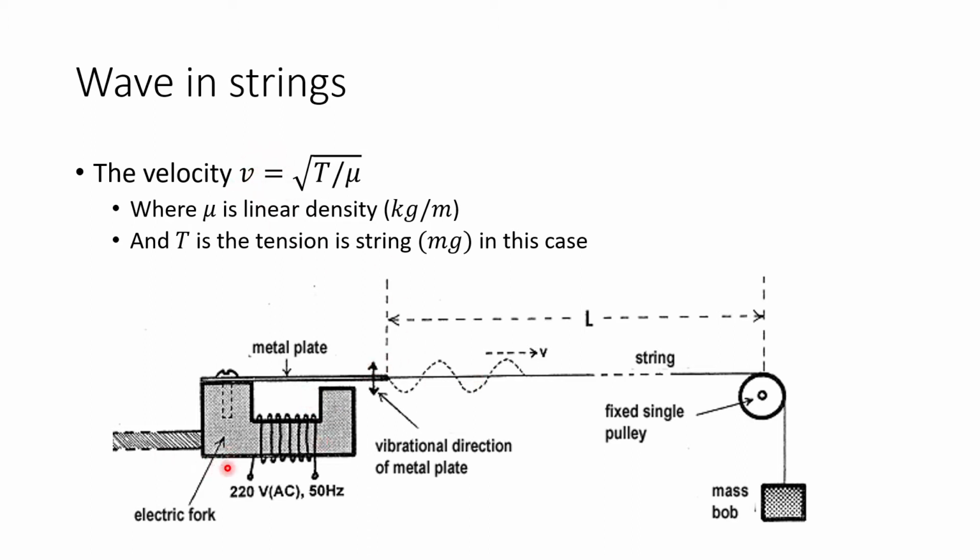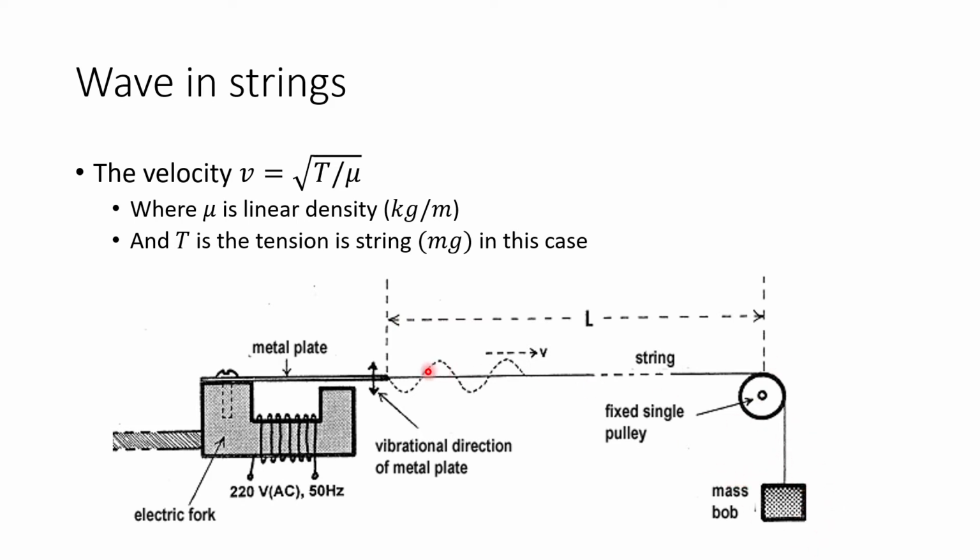Once you create a vibration at a given frequency, for example 100 hertz from the electric fork, you fix the frequency of the propagating wave. However, by changing the velocity, you can change the wavelength of the propagating wave. Since v equals f lambda, with more mass hanging here, you can increase the wavelength lambda of the propagating wave by increasing the mass of the bob right here.